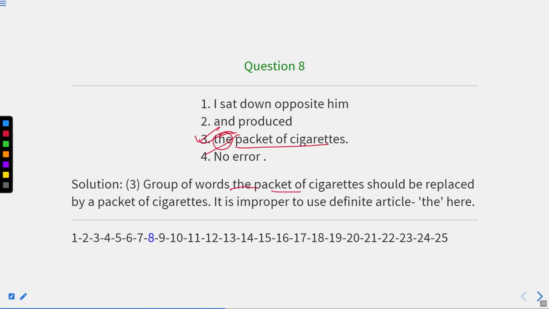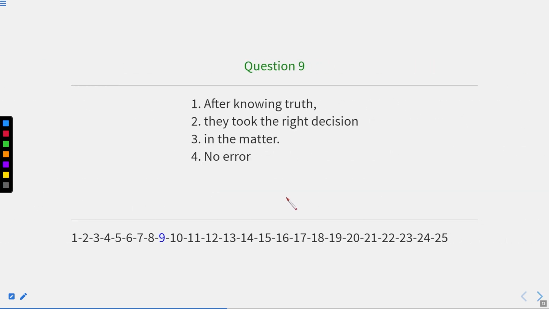Okay, so the group of words the packet of cigarettes should be replaced by a packet of cigarettes. It is improper to use the definite article the here. So a will be used in the place of the. Okay, now let us move to the next one. This is question number 9.